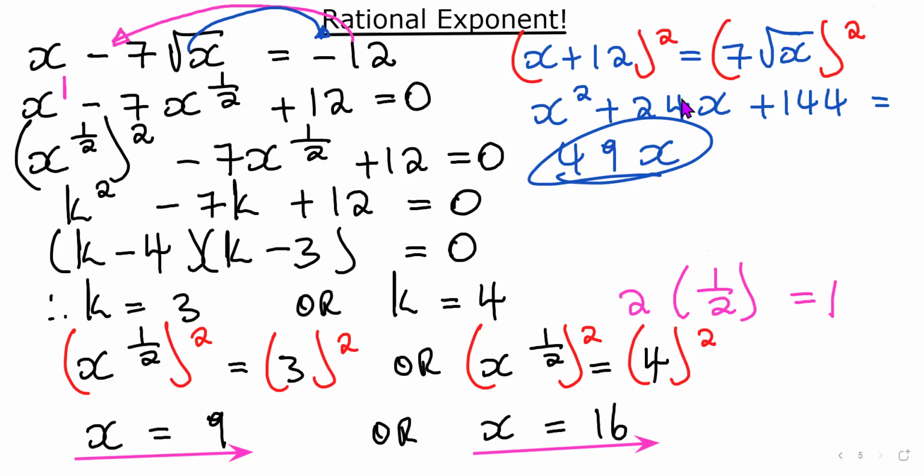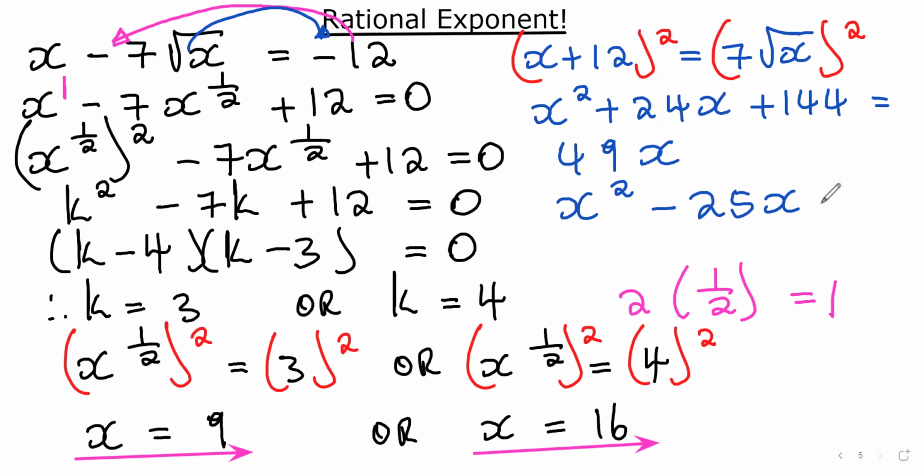Then we take this one to the left-hand side. We still have x squared. But now we say 24 minus 49. And we simply get negative 25x. And of course, this is added to 144. And it's set equal to 0. Then it's now time for us to factorize this. So what are factors of 144 that add up to 25?